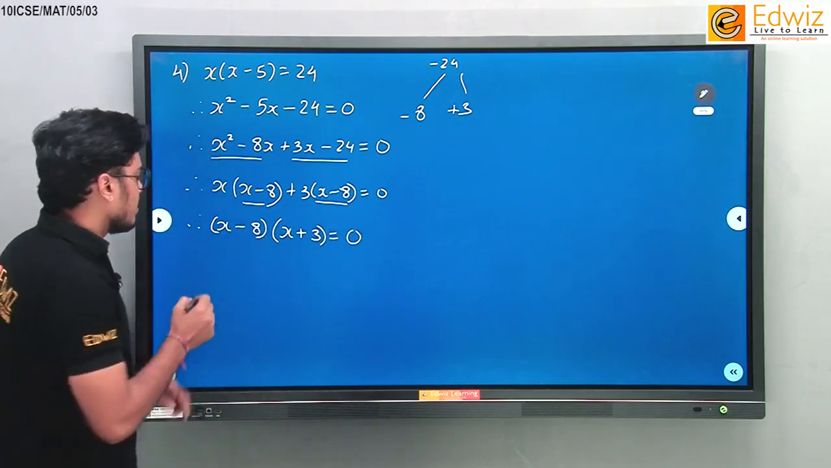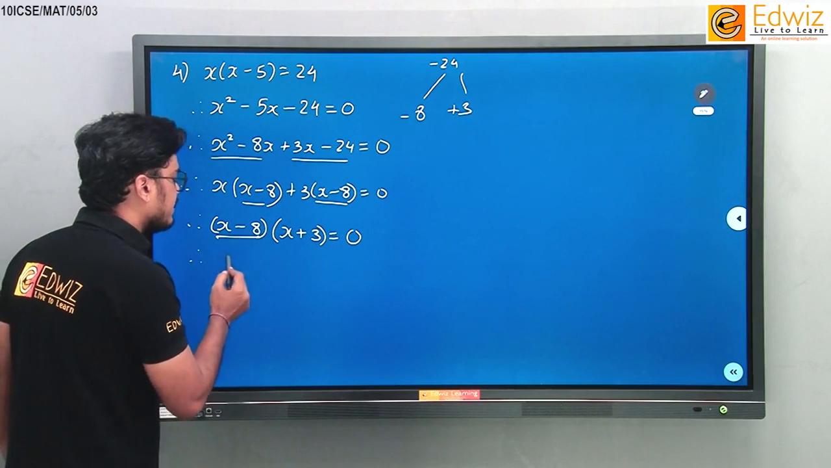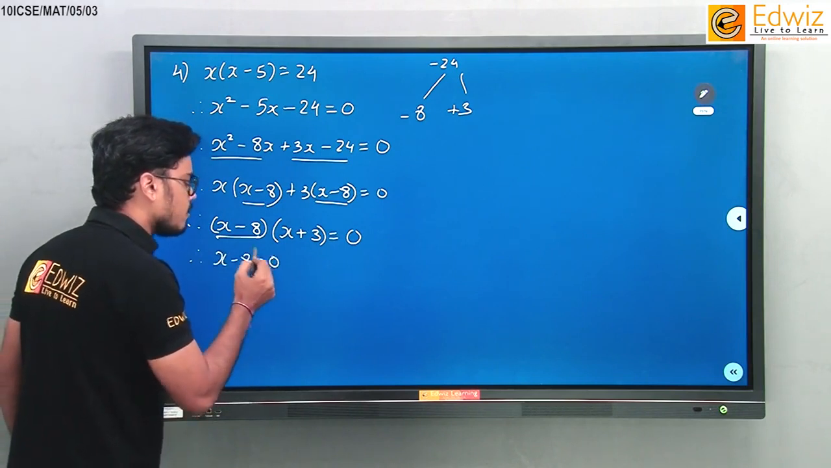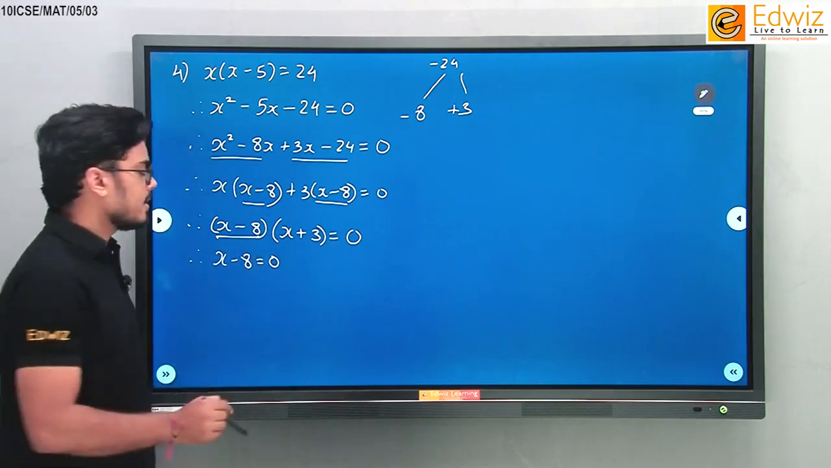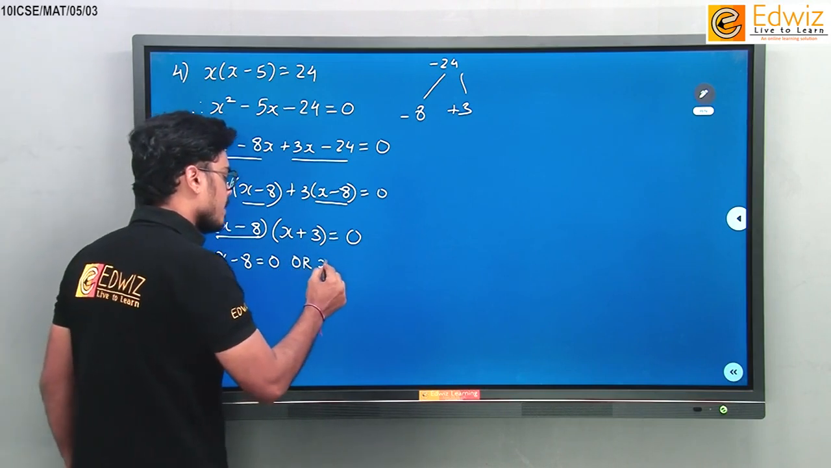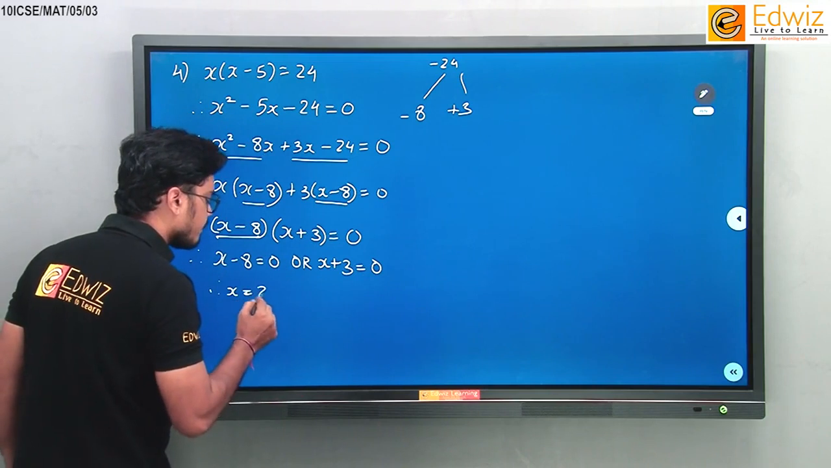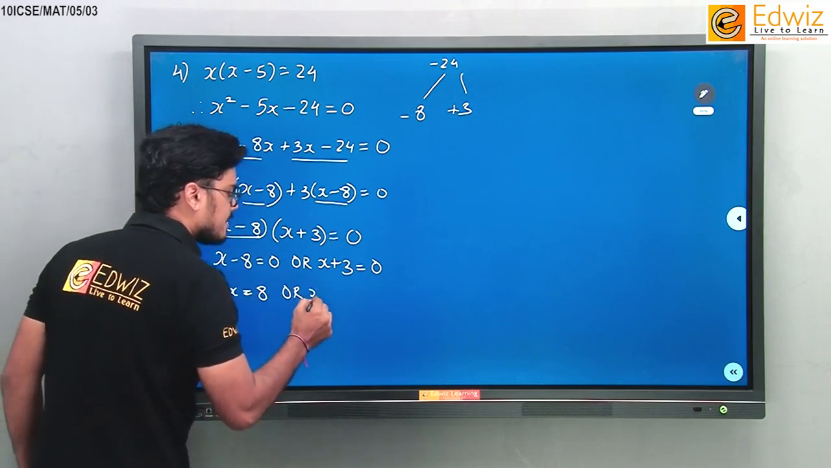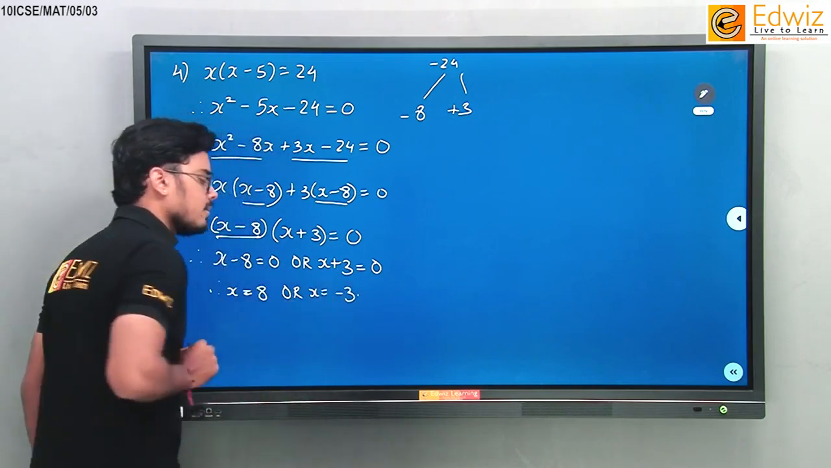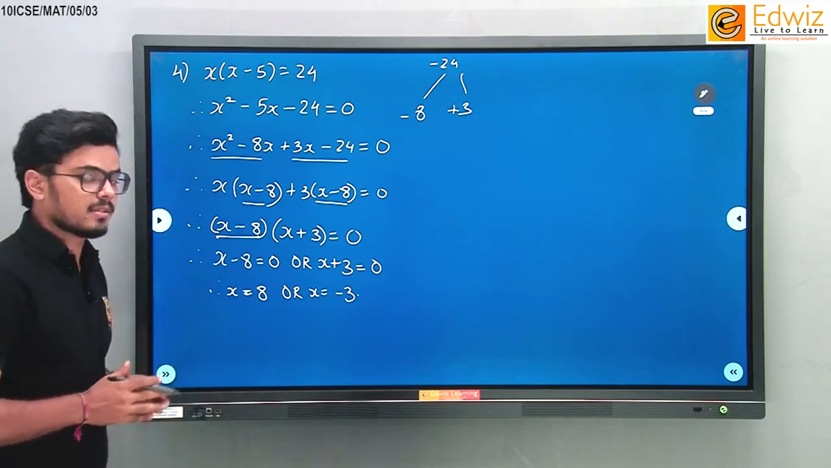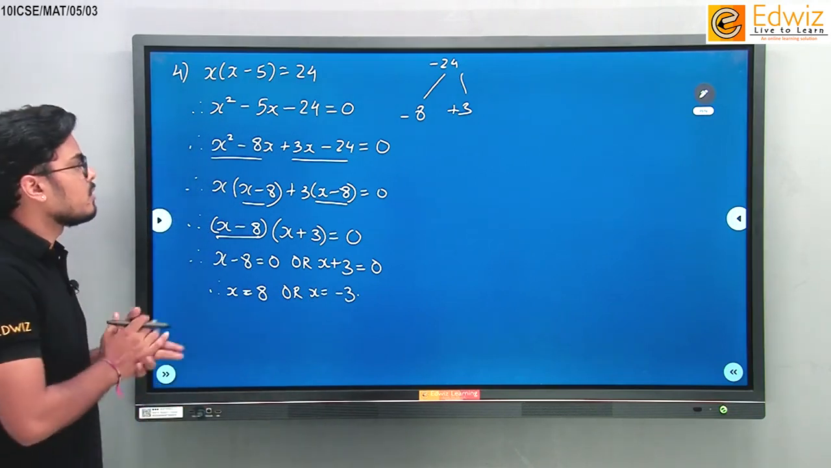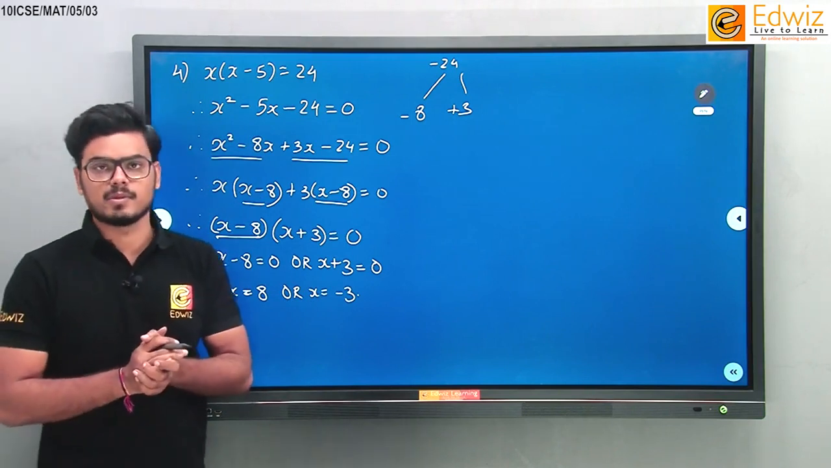Correct? So here either x minus 8 equal to 0, we are using the zero product rule, correct? Or x plus 3 equal to 0. So x equal to 8 or x equal to minus 3. This is the solution for this equation, correct? I'll give you 30 seconds to note this down. Then let us go to the next question.